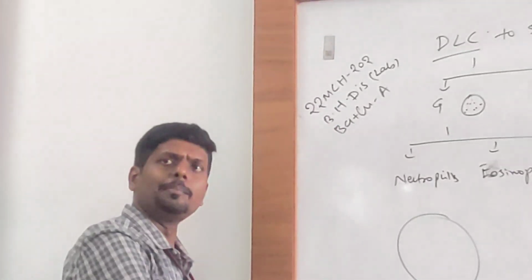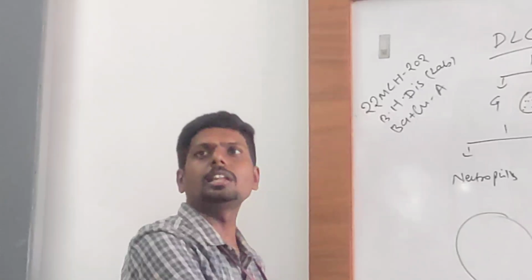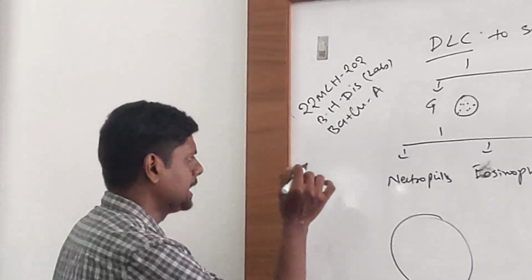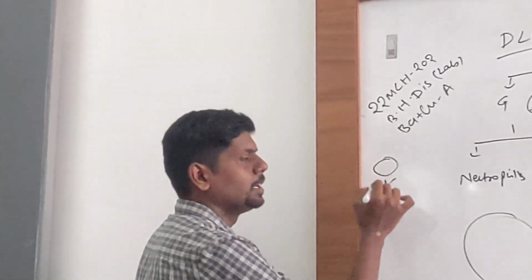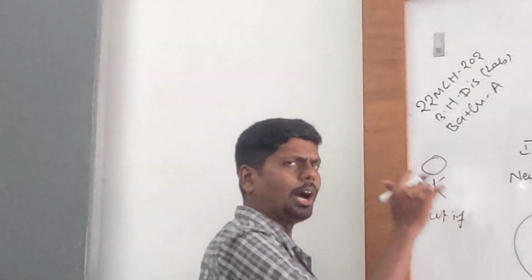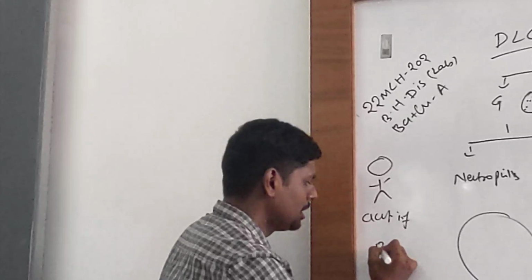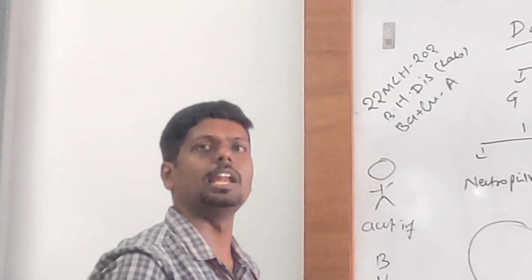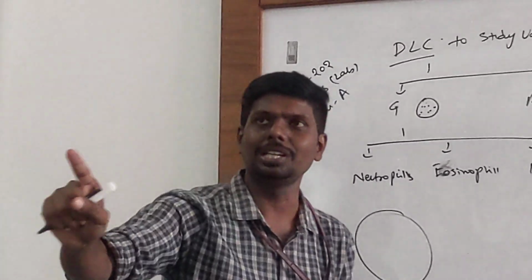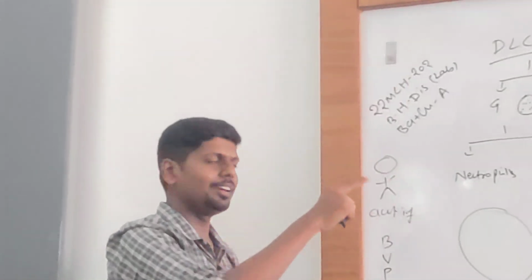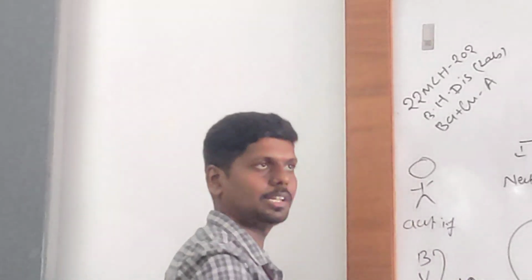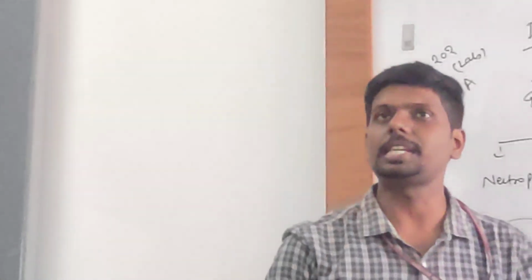Now, what are the most abundant cells? Neutrophils. What are the least populated cells? Basophils. Clear? Now, let us assume my patient got an acute infection. Whatever the infection, it can be bacterial, viral, parasitic or fungal. Once a patient gets an acute infection, what cells will increase? Initially, neutrophils. Whatever the infection, neutrophils will drastically increase. Neutrophils are the first line of defense cells.